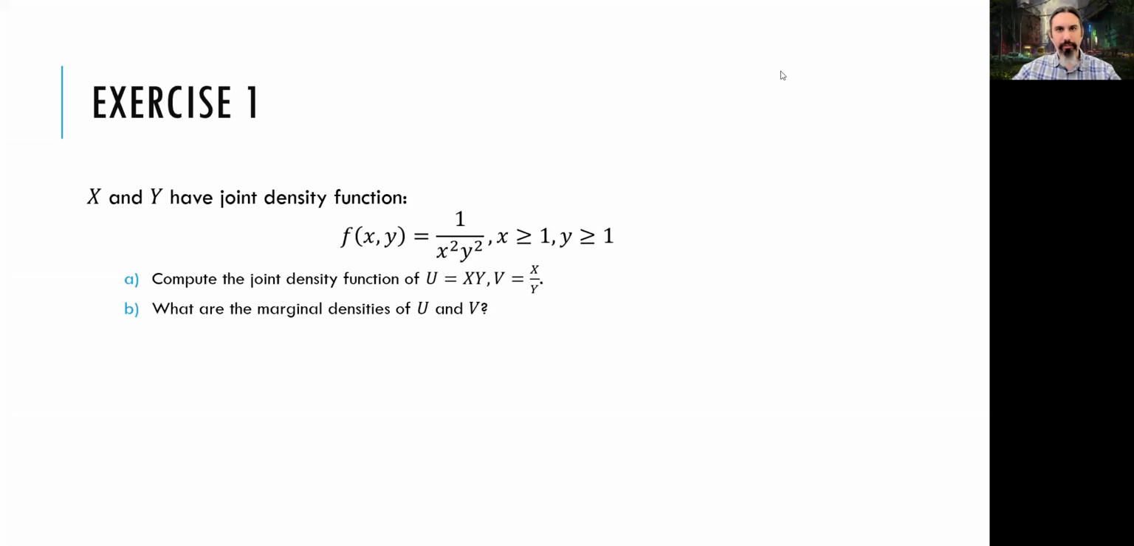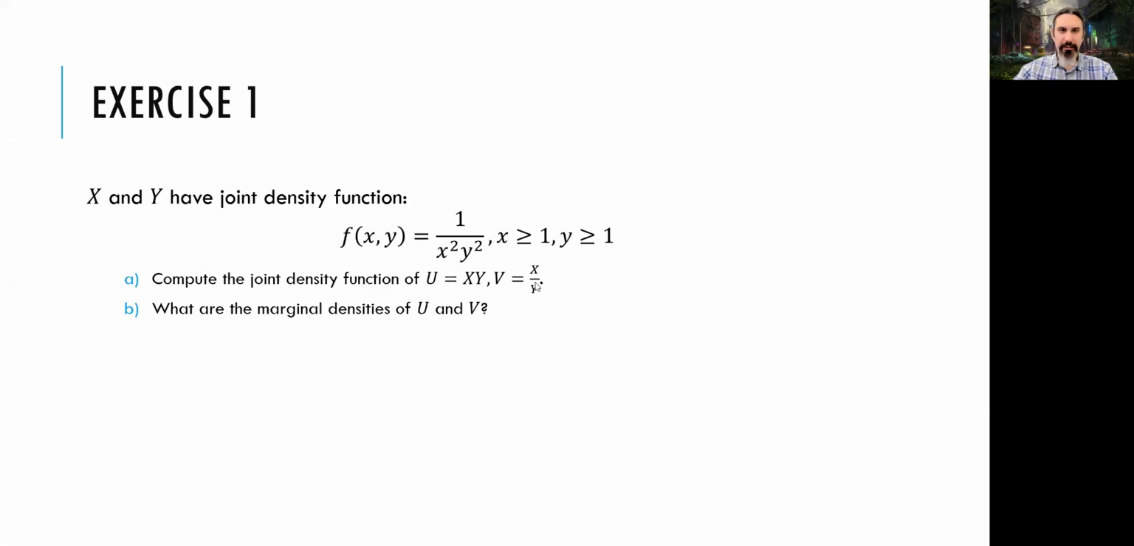So now we have the exercises of this chapter. The first one is talking about two random variables x and y, which have a joint density function 1 over x squared times y squared, and both x and y are greater than or equal to 1, as you can see. Now, the first thing it wants from us is to compute the joint density function of u, which is equal to x times y, and v, which is equal to x over y.